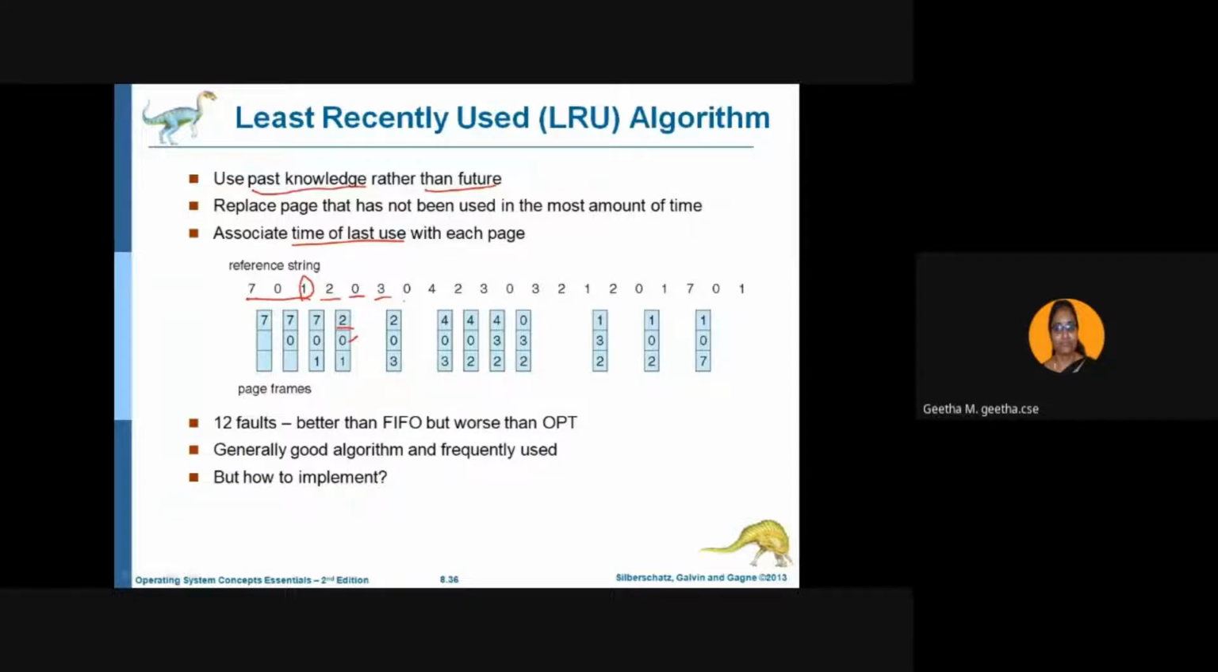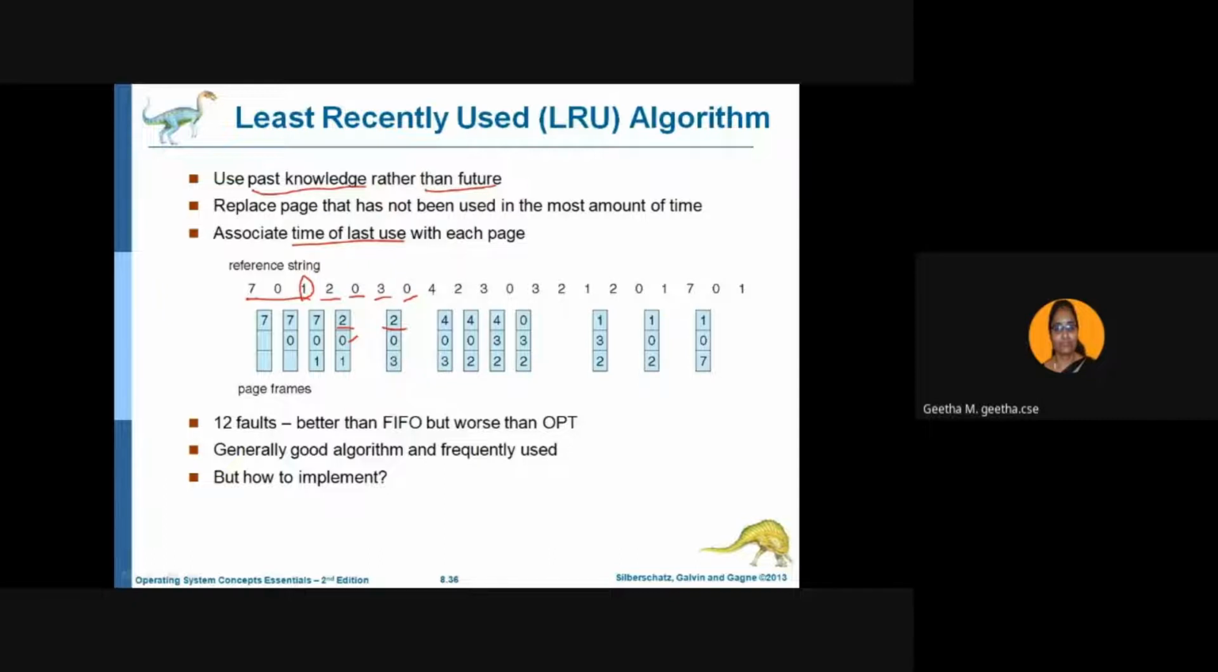Then again page 0 is referred. So again 0 gets another reference. So among 0, 2 and 3, 2 is considered as the old reference.